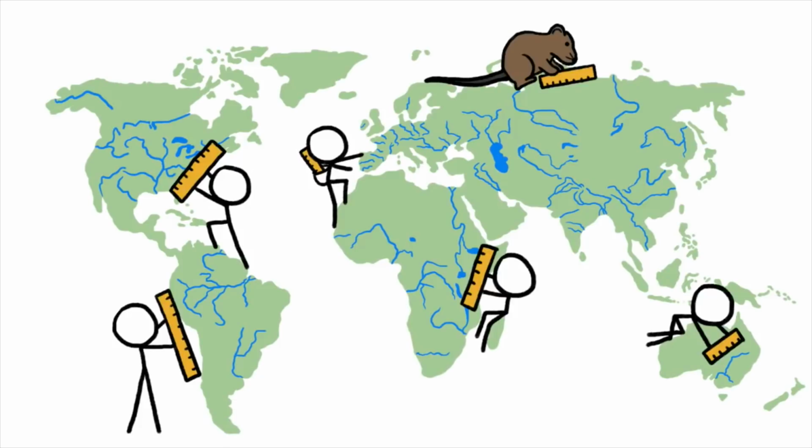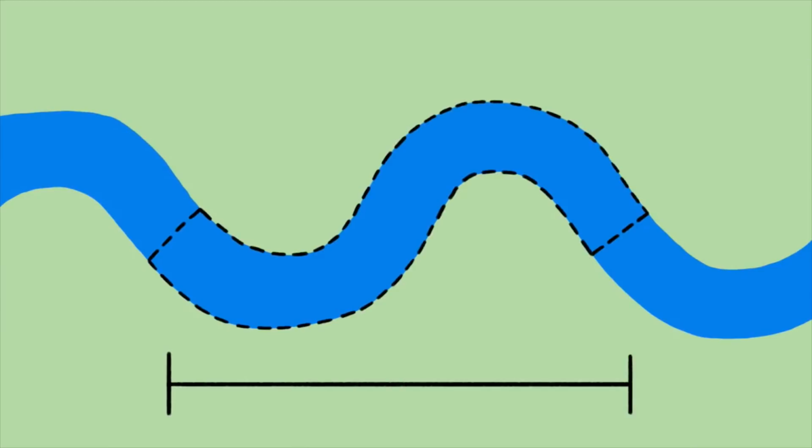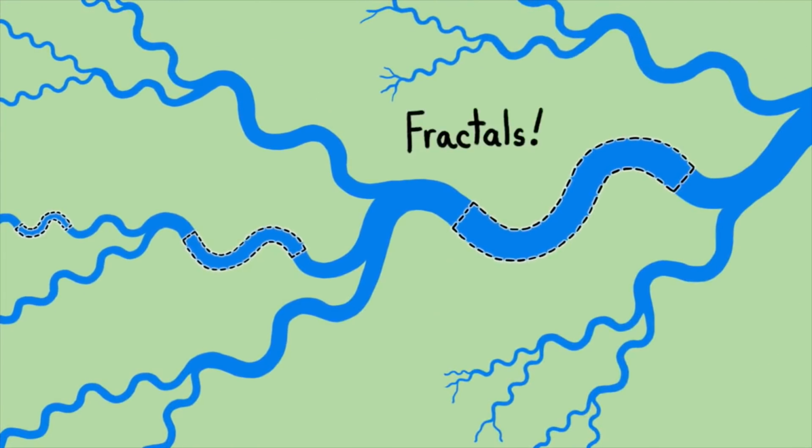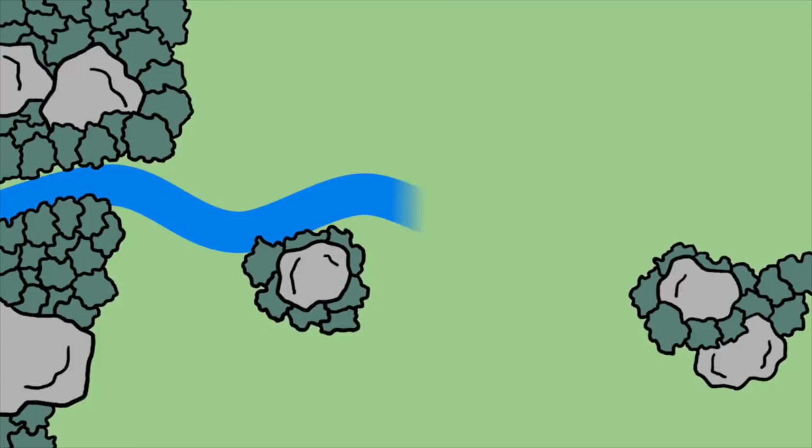In fact, measurements of meandering streams all over the world reveal a striking regular pattern. The length of one S-shaped meander tends to be about 6 times the width of the channel. So little tiny meandering streams tend to look just like miniature versions of their bigger relatives.